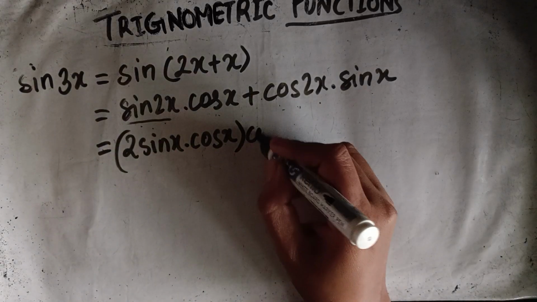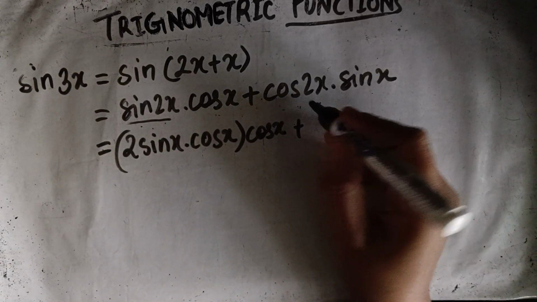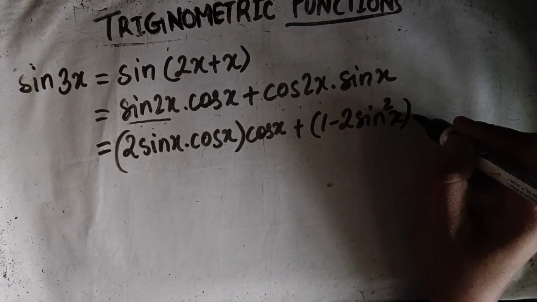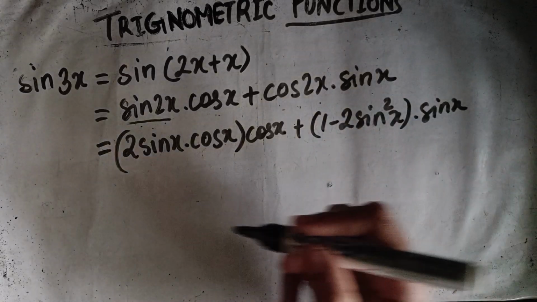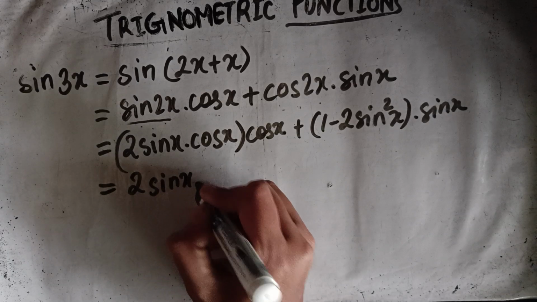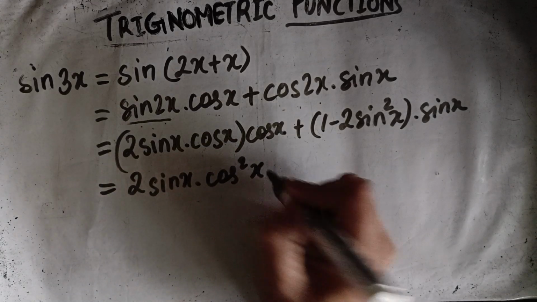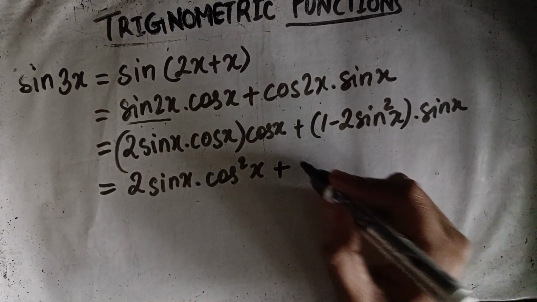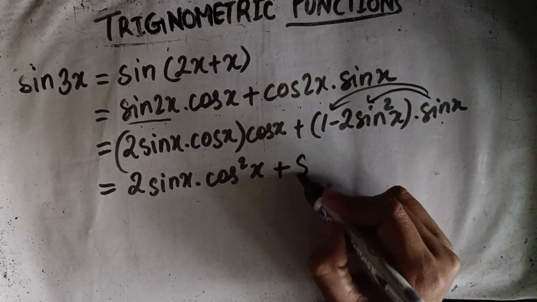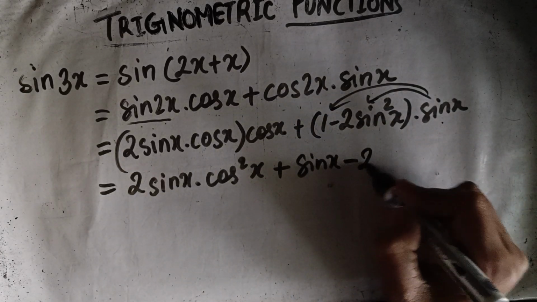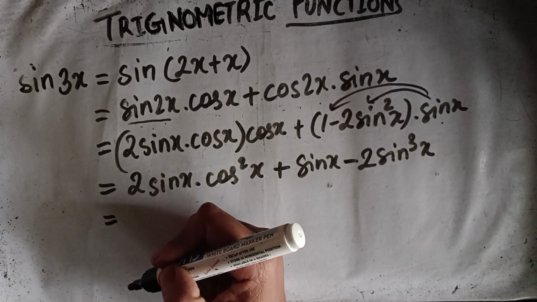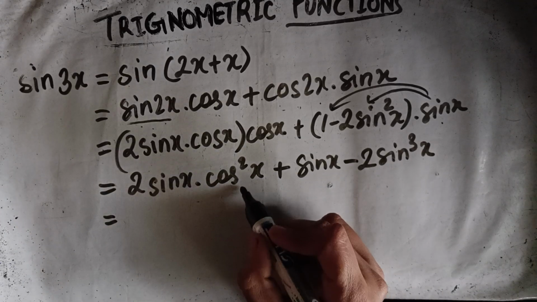Okay. And what about cos 2x? You can write it as 1 minus 2 sin square x. Okay, so this will be what? 2 sin x into cos square x plus sin x, you can multiply inside, so it will be sin x minus 2 sin cube x. Okay. So this is cos square x.